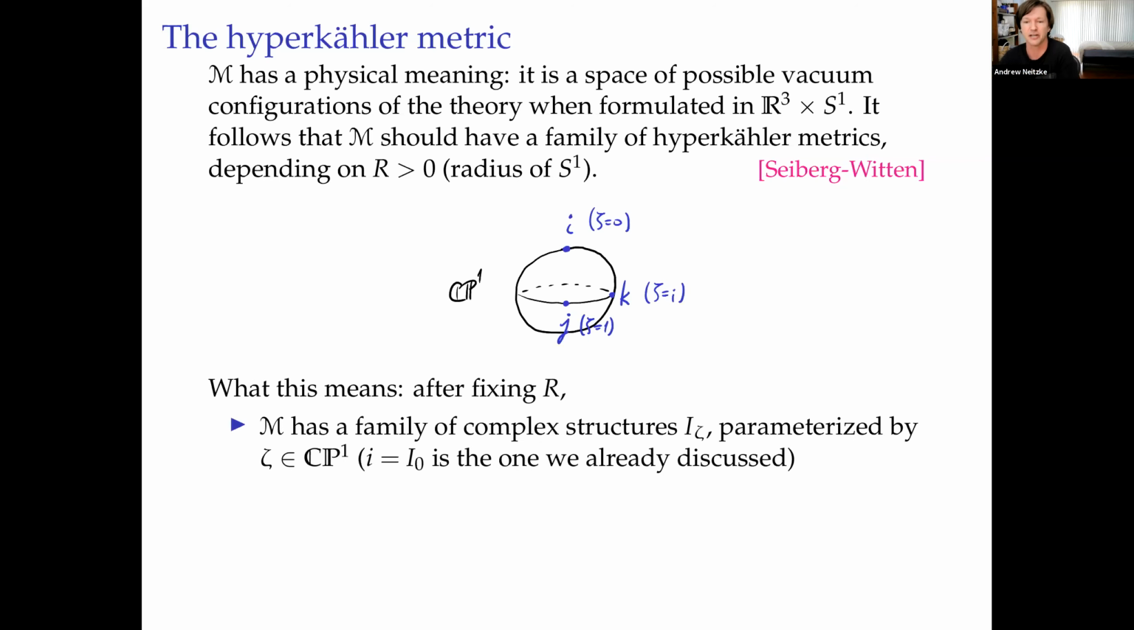Okay, so what does it mean concretely to say that the space is hyperkähler? So after fixing this parameter R, it has to get the following structure. So first of all, being hyperkähler means that it has not just one complex structure, but a whole family of them, parametrized by CP1. The two-sphere of them, you can think of it as like the unit imaginary quaternions.